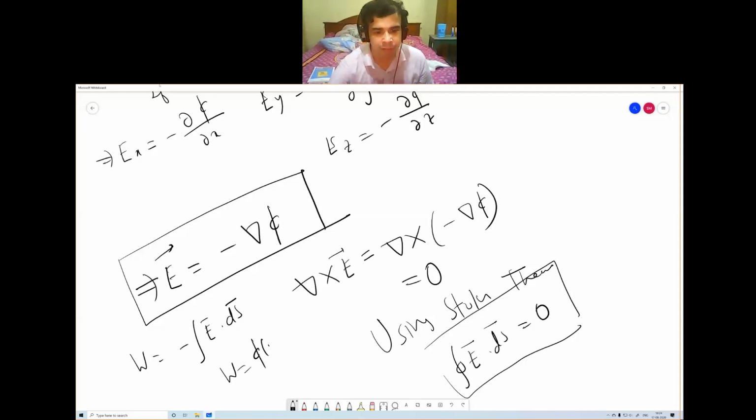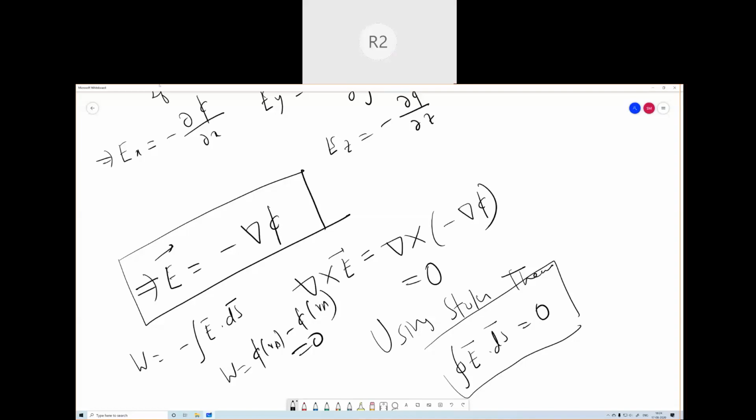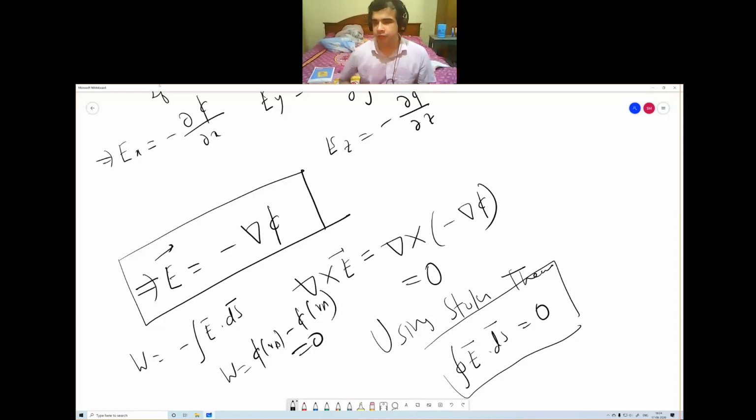Phi RA minus phi RA. That has to be zero. What did we see? Work done from moving from RA to RB was phi RB minus phi RA. If I move from RA back to RA, it will be phi RA minus phi RA, that is zero. Correct? Okay.